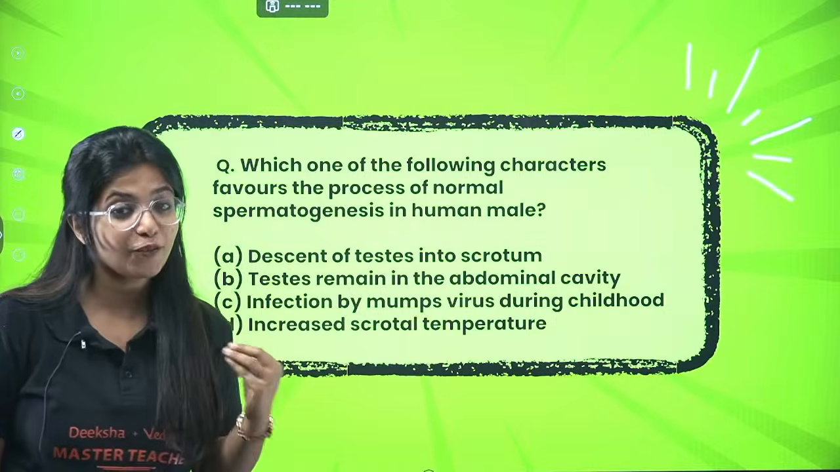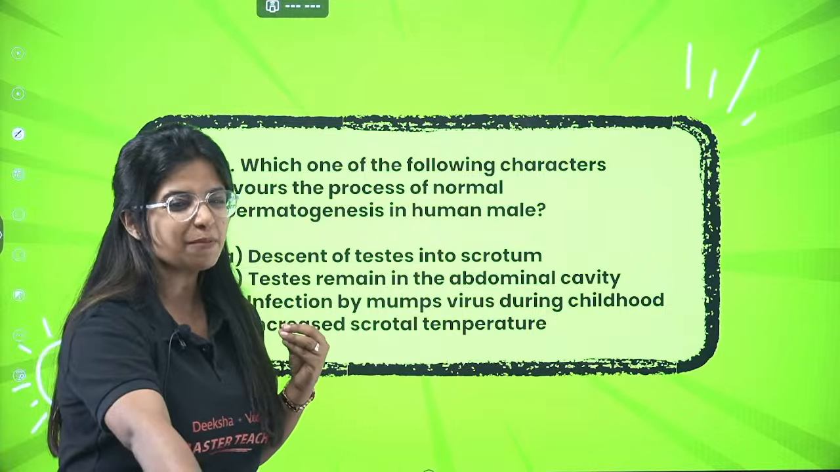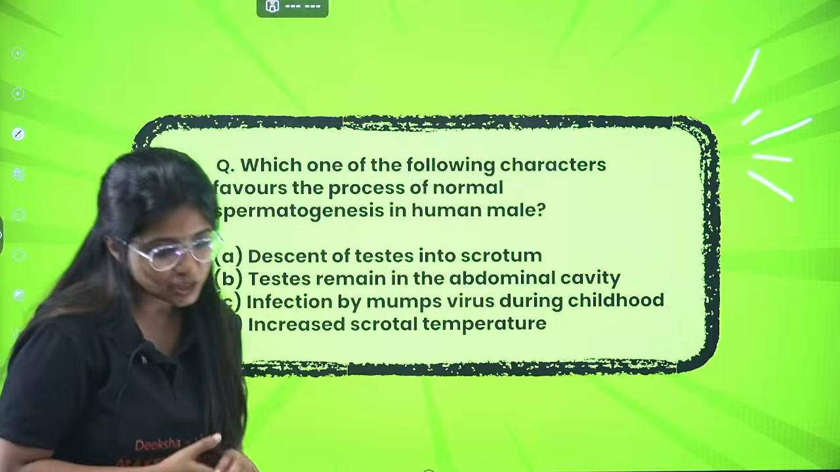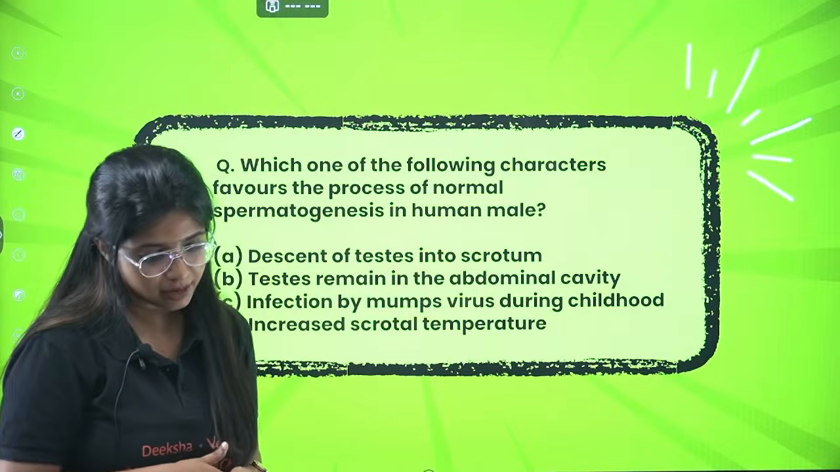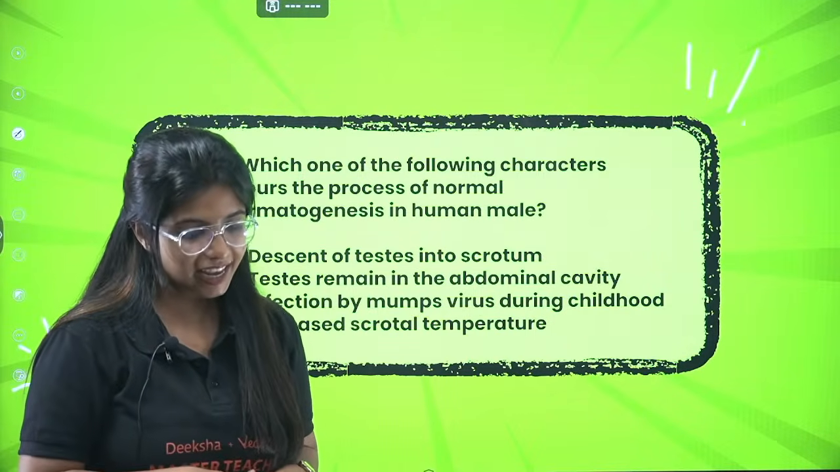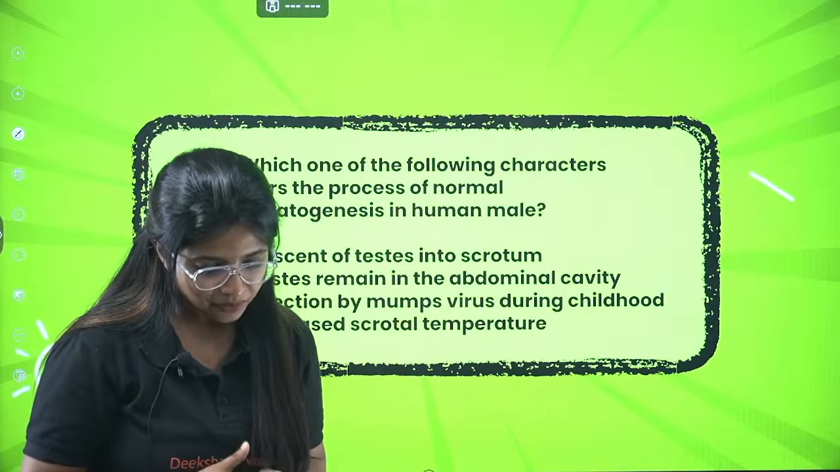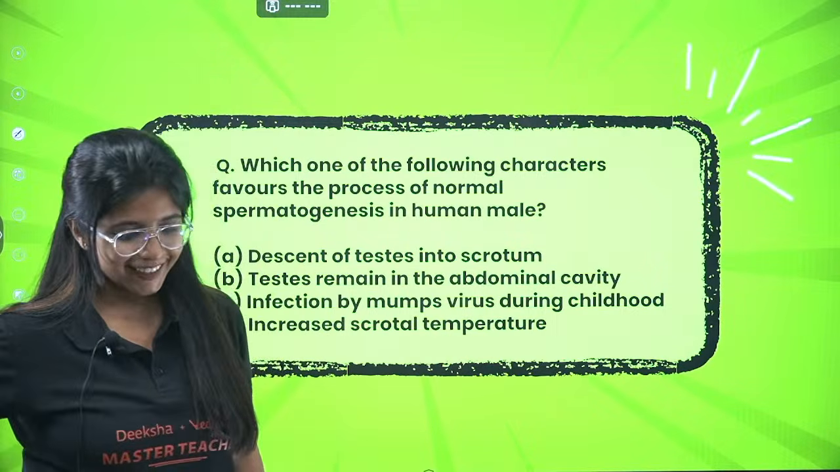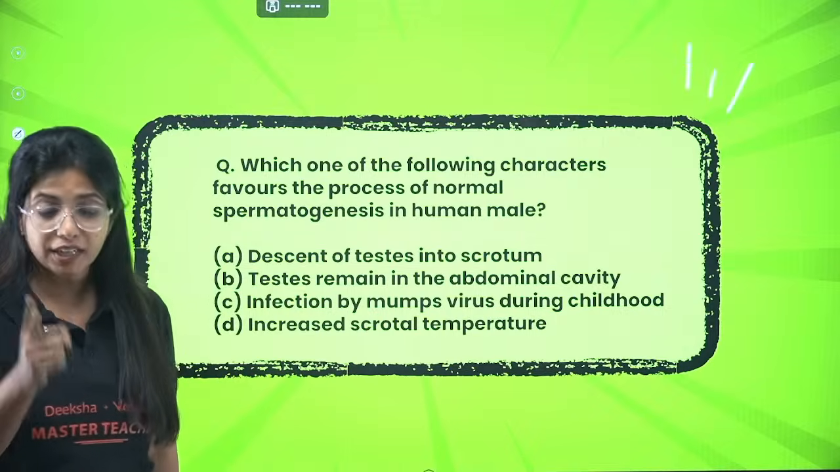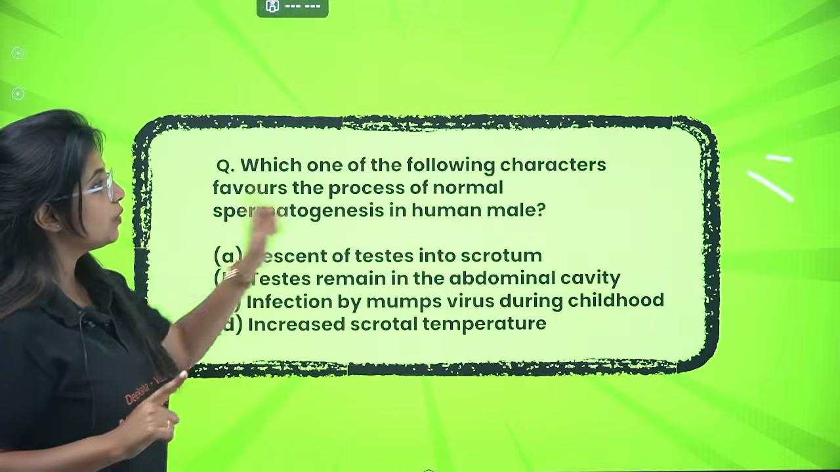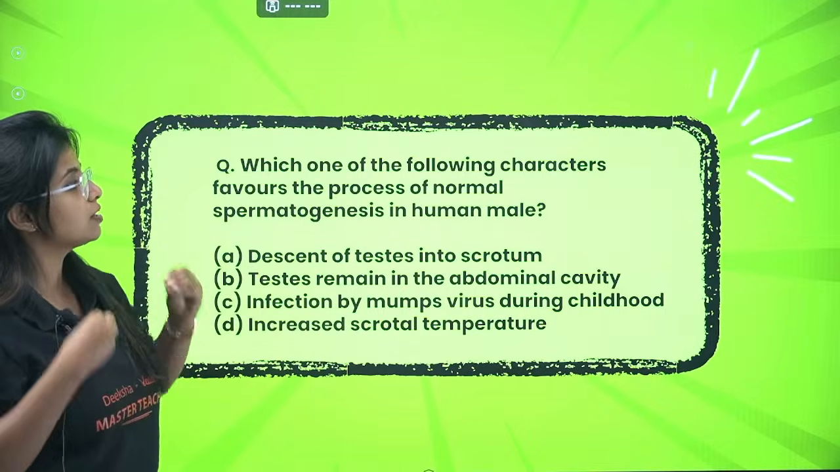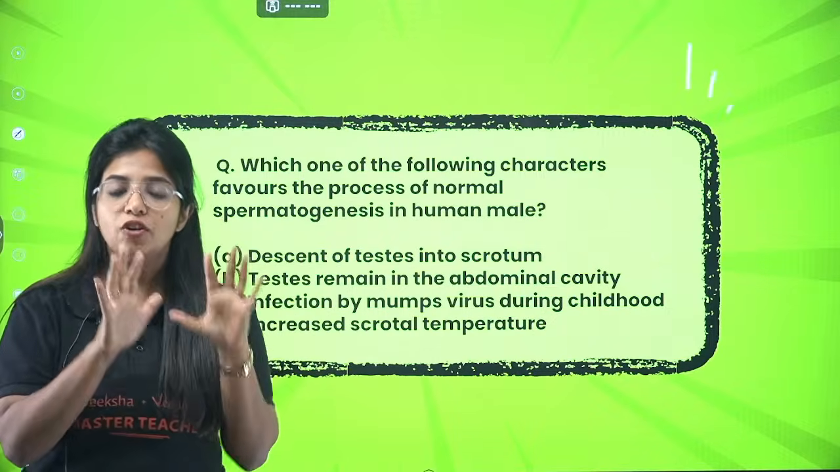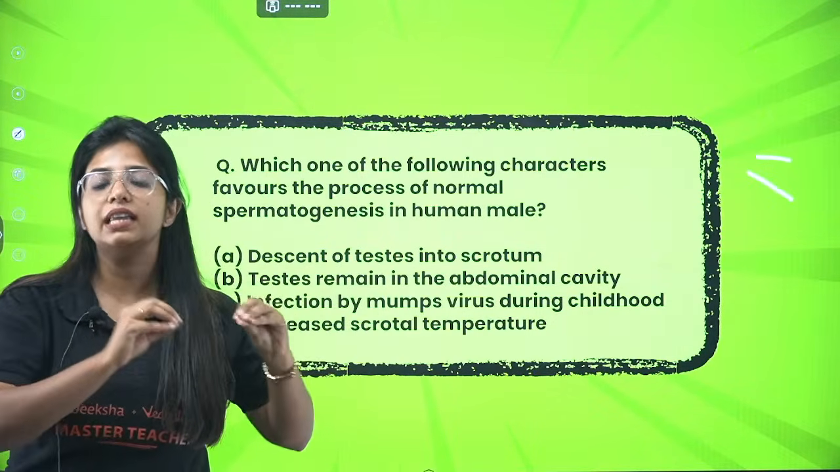Read the question carefully. The English can be a bit complicated, but still you children can do it. Come on. I got one answer as D. Varshini gave me D. Always Sheikh said A. Anyone else to give me another answer? I read it for you once again. Which one of the following characters favors the process of normal spermatogenesis? Helps in normal formation of sperms in the human male?